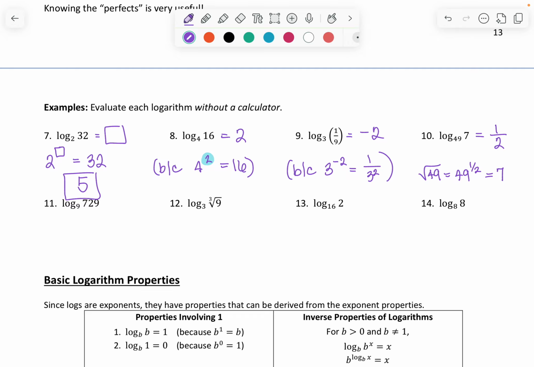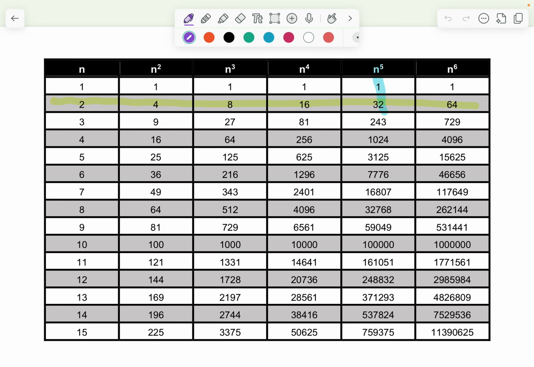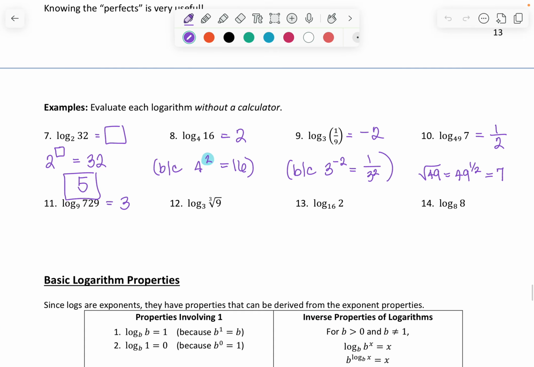Okay, so for number 11, you should get 3. Now, again, we look at our perfects chart. The question is, if the base is 9, is there an exponent that gets me to 729? And we see that right here. So that is in our 3rd power column when the base is 9. So that is why we know that the answer is 3.